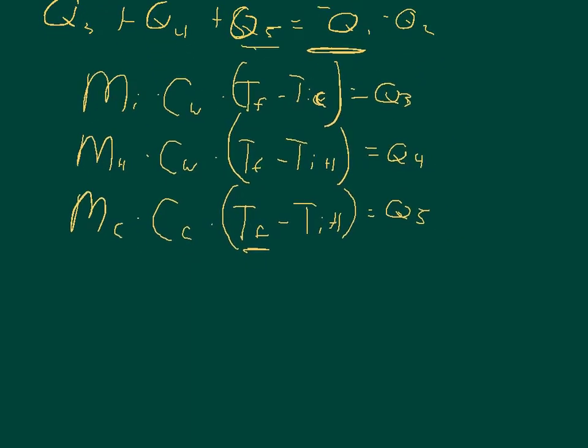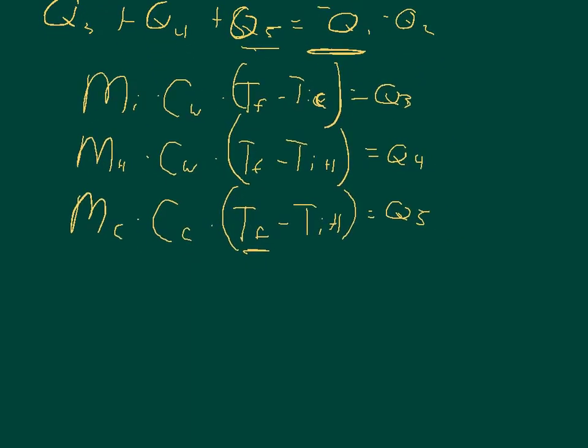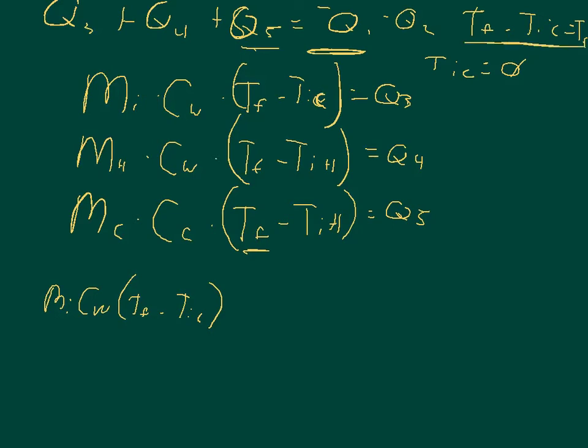So I'll just move all of that up that much, and we'll go ahead and write in the substitutions. So mass of ice times specific heat of water times the final temperature of the system minus the initial temperature of the ice water. One thing I want to point out: the initial temperature of the cold water was 0 because it started out as melted water at 0 degrees. So T final minus T initial C equals T final, because T initial C is 0.